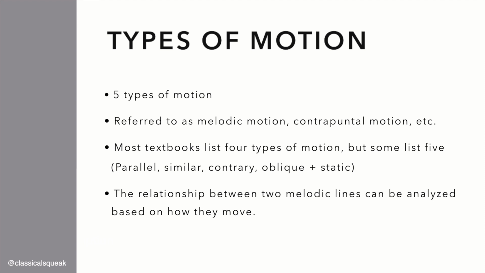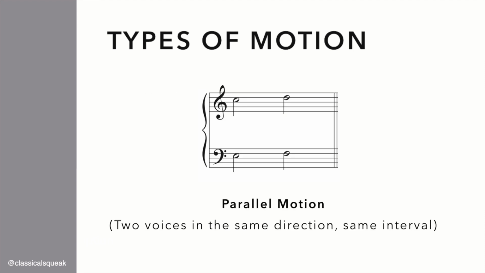Most textbooks list 4 types of motion, but one course requires a 5th type, so I will address it as well. The relationship between 2 melodic lines can be analyzed based on how they move. Parallel motion. 2 voices move in the same direction with the same interval between them.